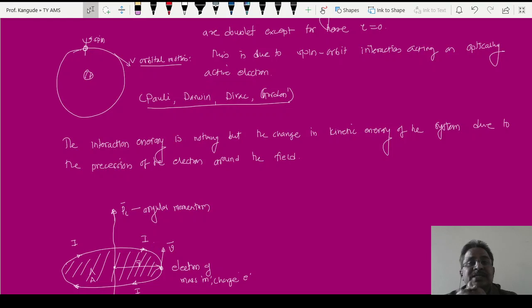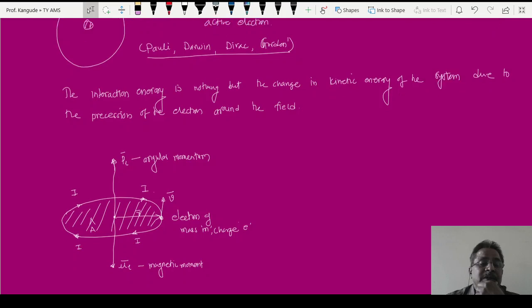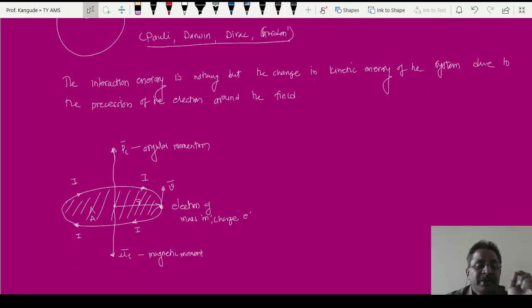They used a semi-classical approach to find the interaction energy because of these field interactions, due to the spin motion as well as the circular or orbital motion. The interaction energy is nothing but the change in the kinetic energy of the system due to precession. This is what I said yesterday. The word precession is not difficult, but it is new for us when we discuss this type of motion of an electron around an atom.